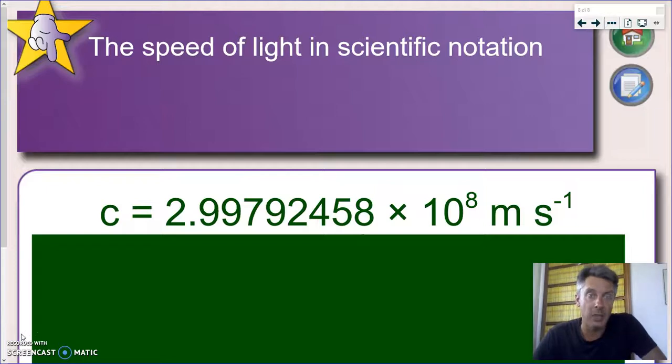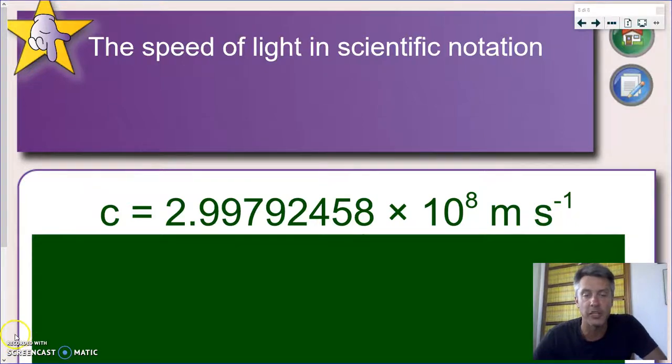Now, most of the time, we're not going to use this number with all its digits, okay? So we need to see how we can round it up. Our first step will be to write this number in scientific notation, which you can see right here. c is 2.99792458 times 10 to the 8 meters seconds to the minus 1. As you can see, writing this number in scientific notation hasn't really shortened it because all these digits are significant. But most of the time, we want to have fewer digits.